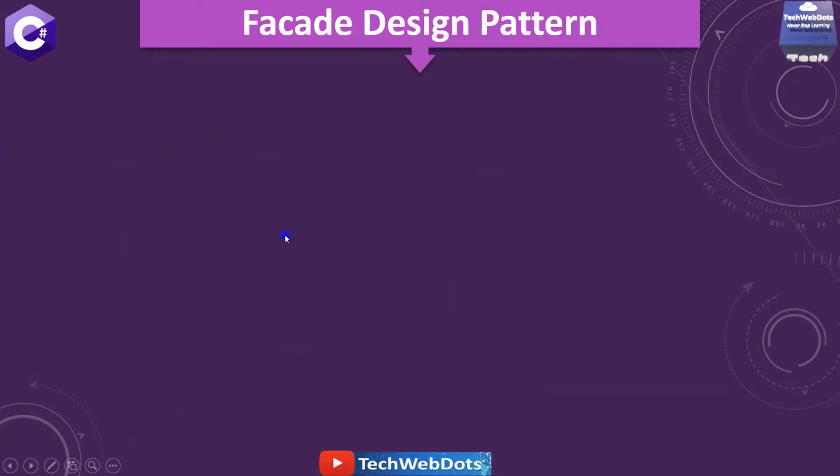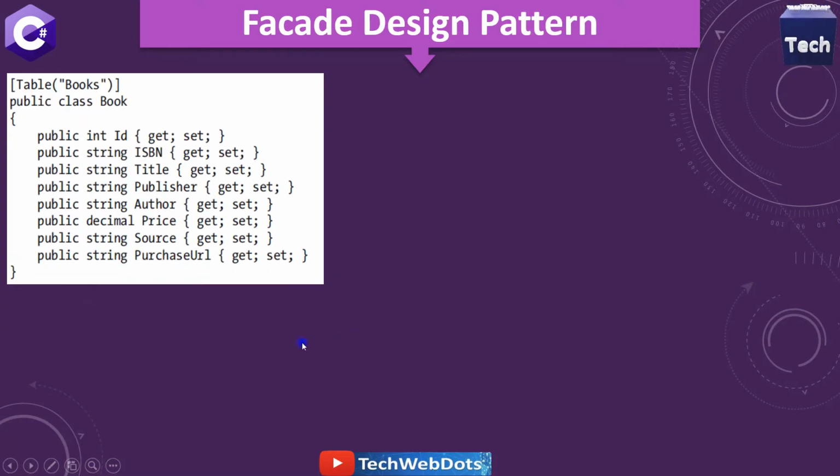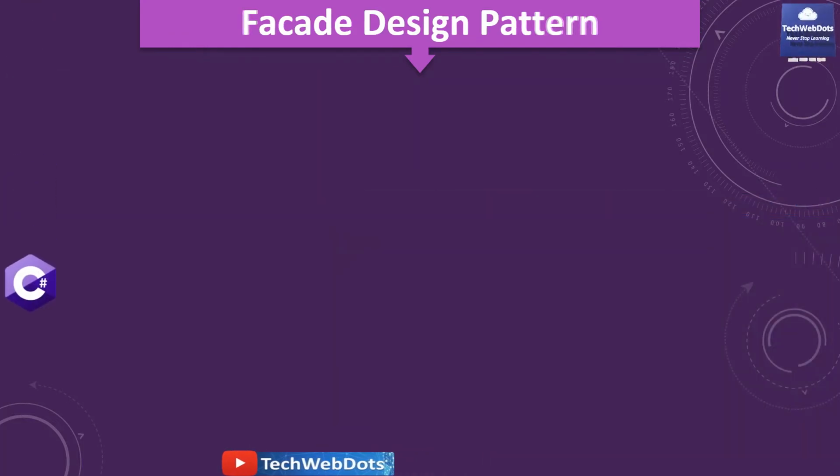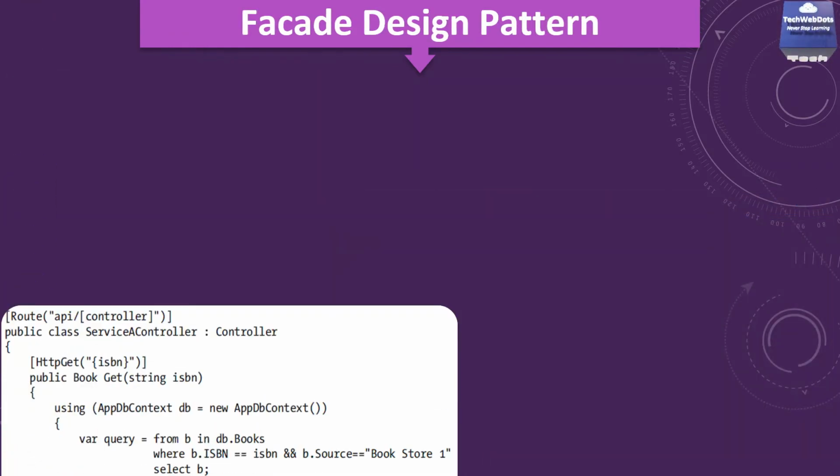So now you must be able to relate what we are going to do next. In the system there will be one book which contains several properties, and we will create two web APIs that will act as services, and we will create two more clients that will be consuming them, and one Facade. Let's see a bit more detail with an example.